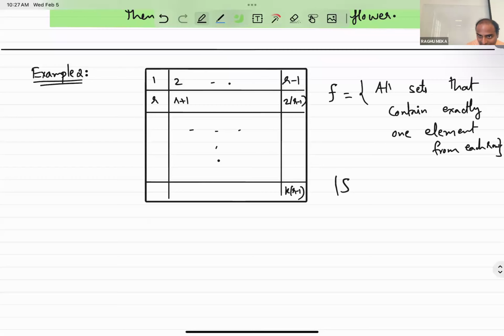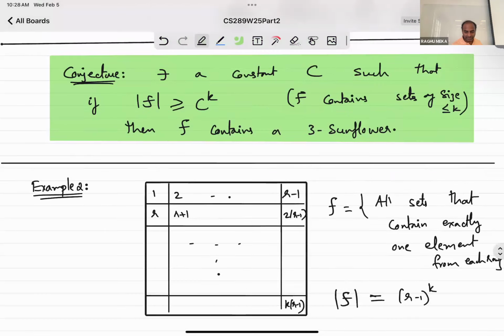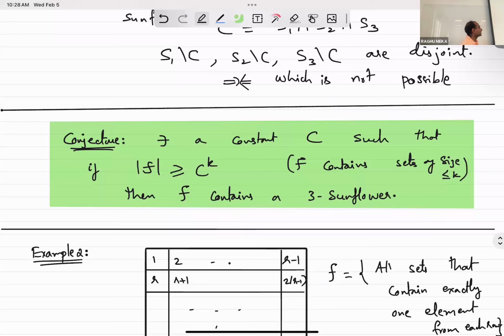And what is the size of this family? So just like before, we have R minus 1 to the power k. Okay. All right. Okay. So, and here C is supposed to be any constant. The conjecture is for any constant. It could be 2 or it could be something else. All right.